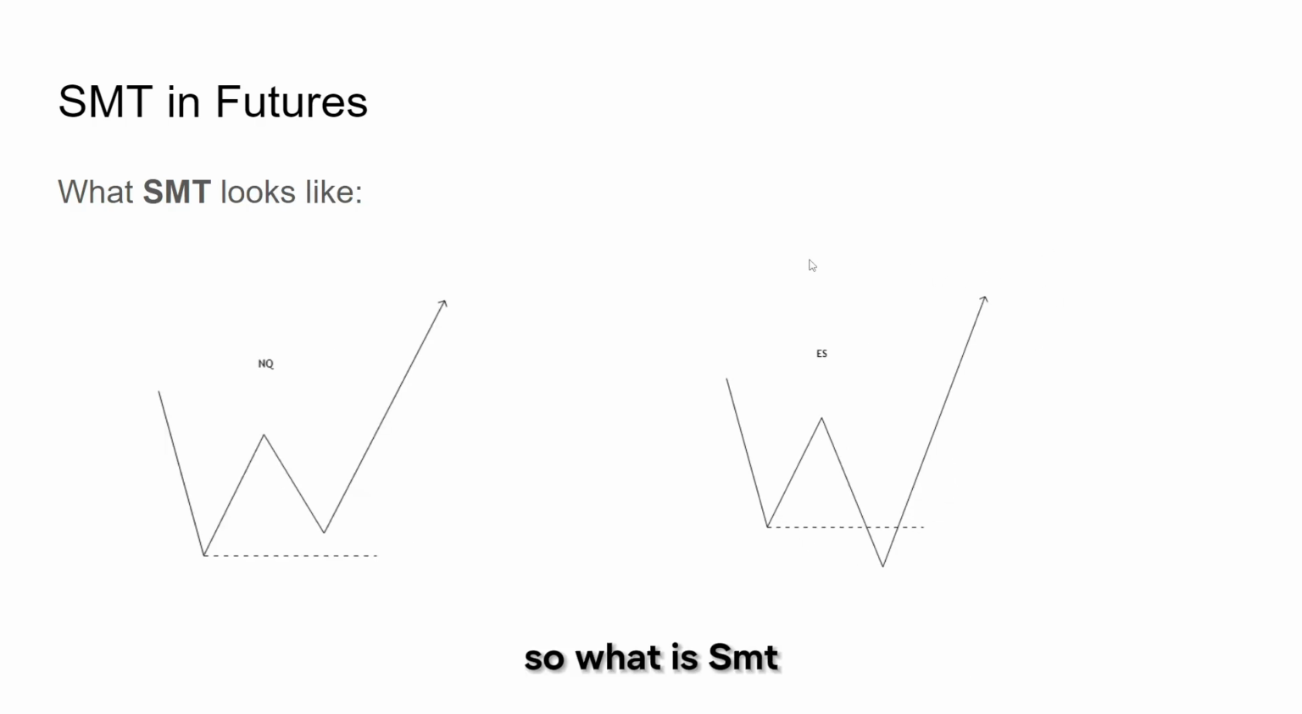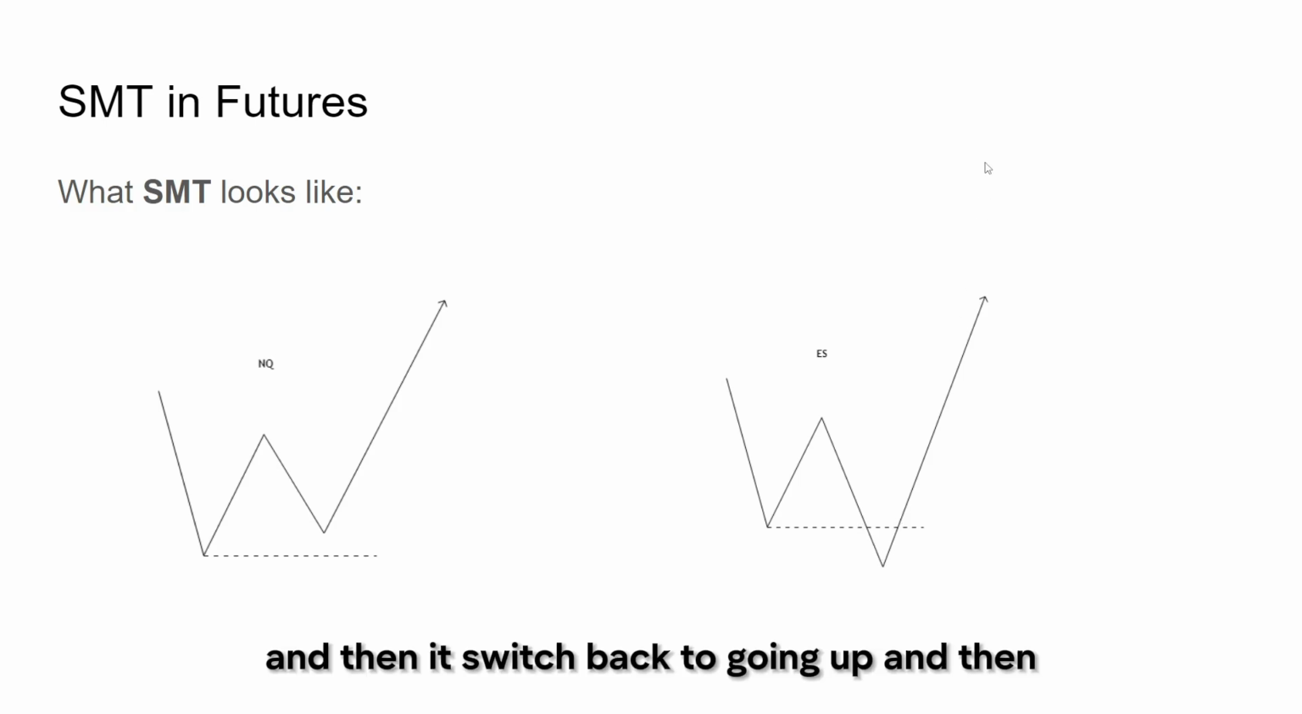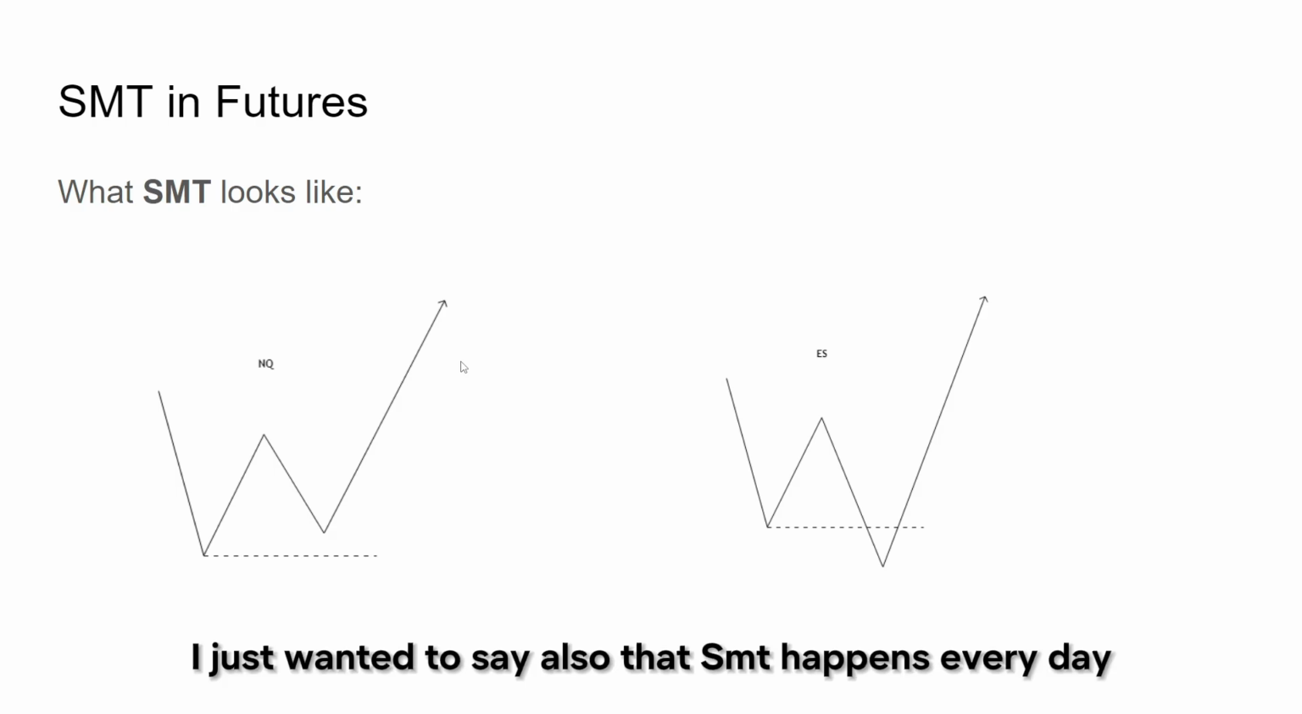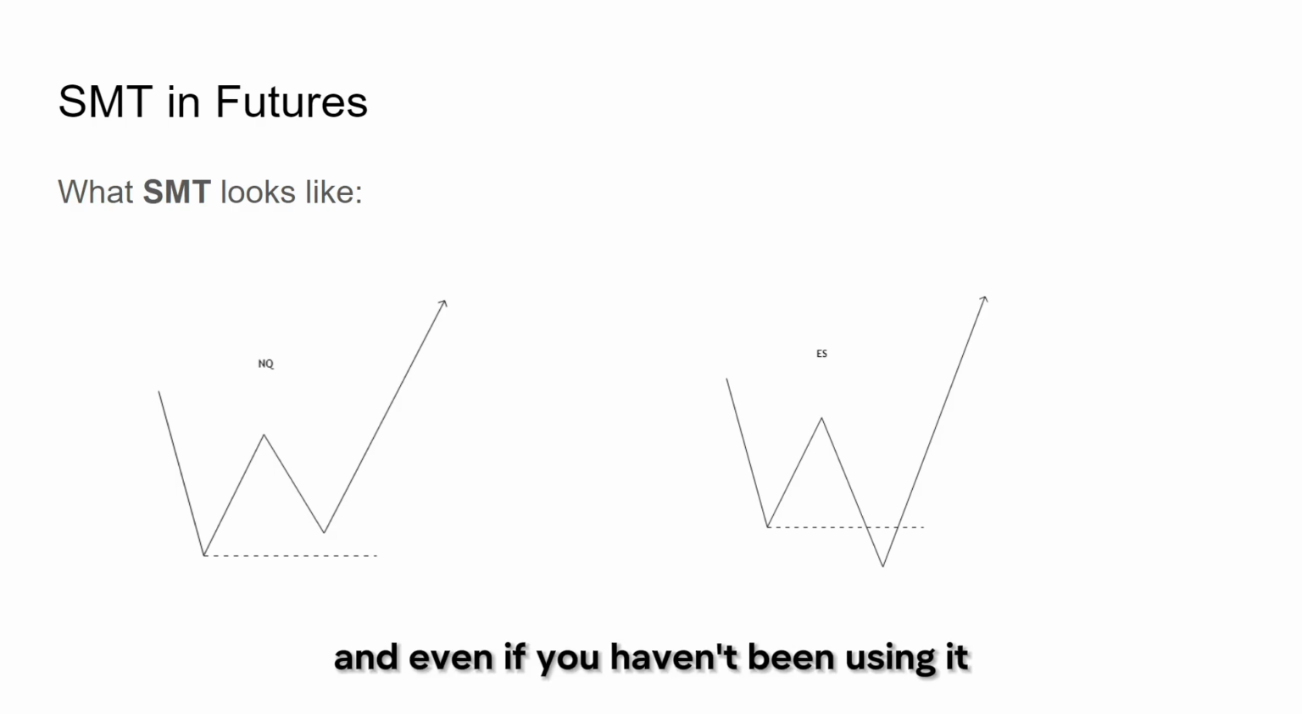So what is SMT? SMT is we have a low here and a low here. ES did raid this low, even closed under, and then it switched back to going up. And you see NQ did not raid the low, but then it went up. I just wanted to say also that SMT happens every day. And even if you haven't been using it, it's been affecting your trading without you even knowing.